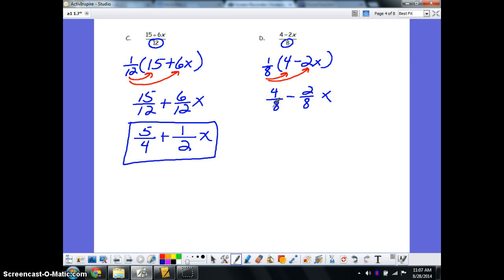4 and 8 have a common factor of 4. So we divide each of them by 4 to turn it into 1/2. 2 and 8 have a common factor of 2. Dividing each of them by 2 becomes 1/4 x.